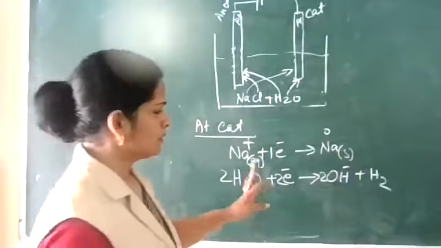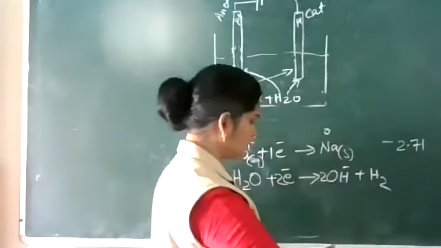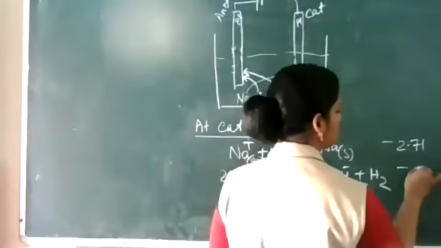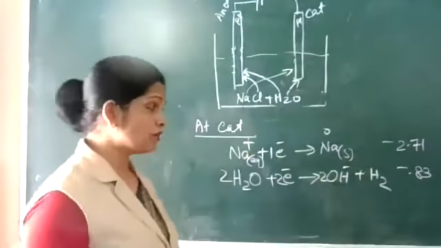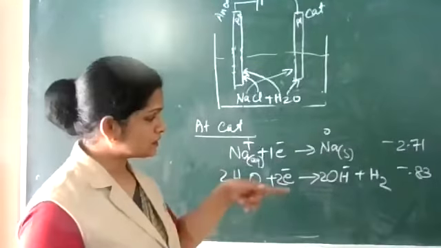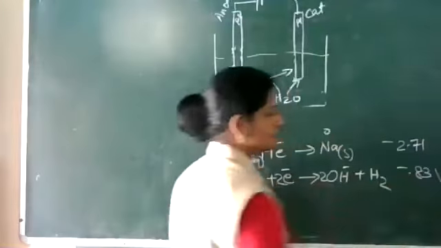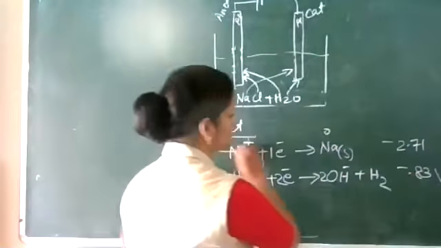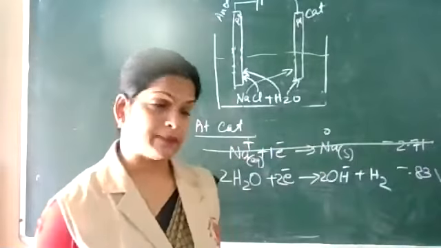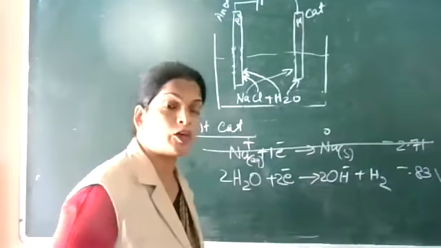So sodium has E-naught of minus 2.7 and the water reaction minus 0.83. You know that? At cathode, the higher E-naught value must be picked, which is minus 0.83. So we will be selecting this one and cutting this one. This will not happen. At cathode, the higher E-naught value is preferred, so sodium will not be obtained.